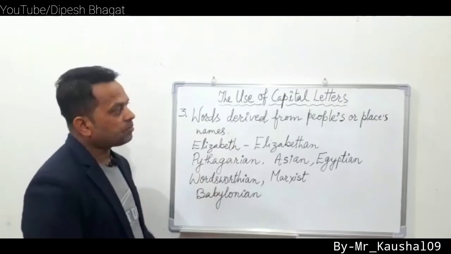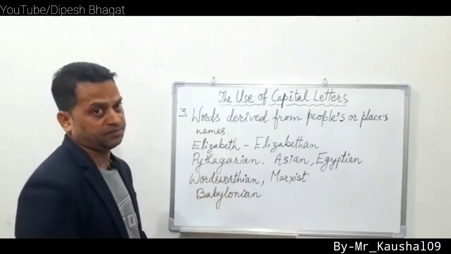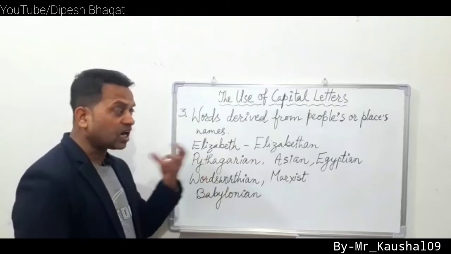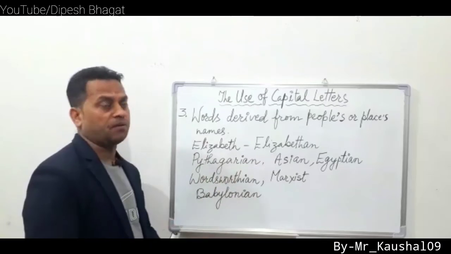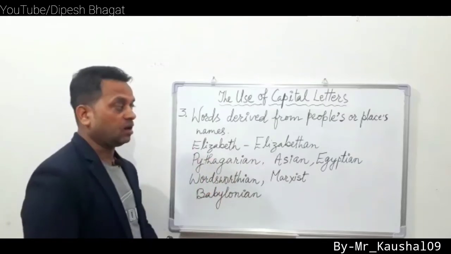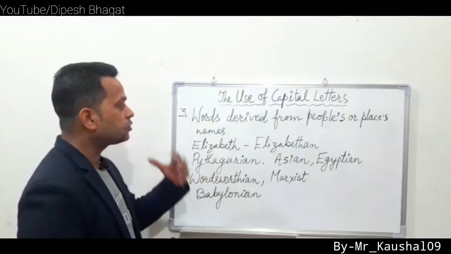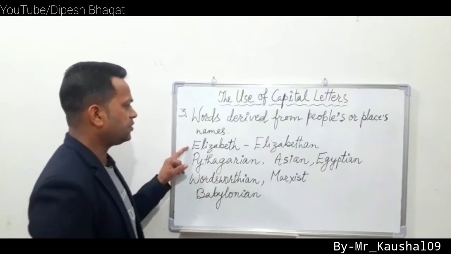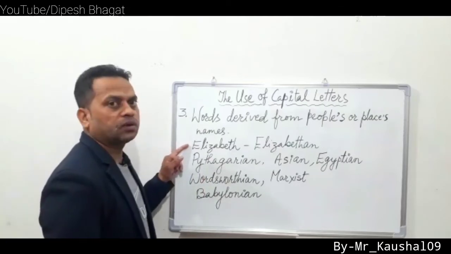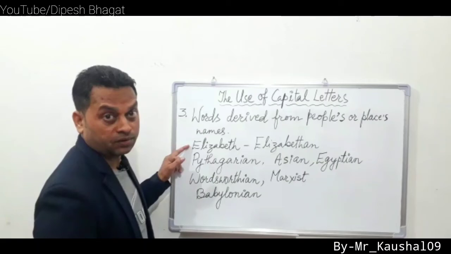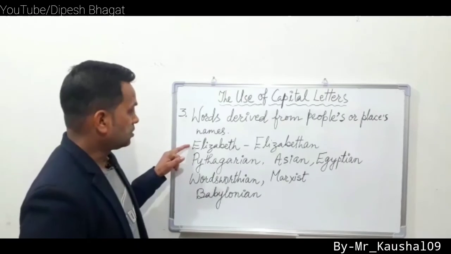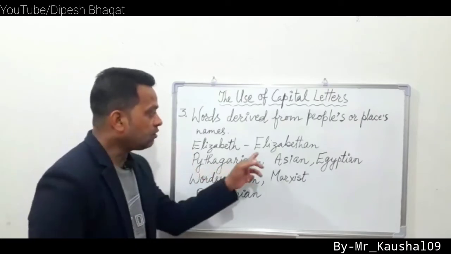Next, similarly, some words are derived from people's names or places' names, those words that originated from the name of people or the name of a place, they are also capitalized. For example, from the name Elizabeth, Elizabeth is the name of a queen. Elizabeth, now Elizabethan.